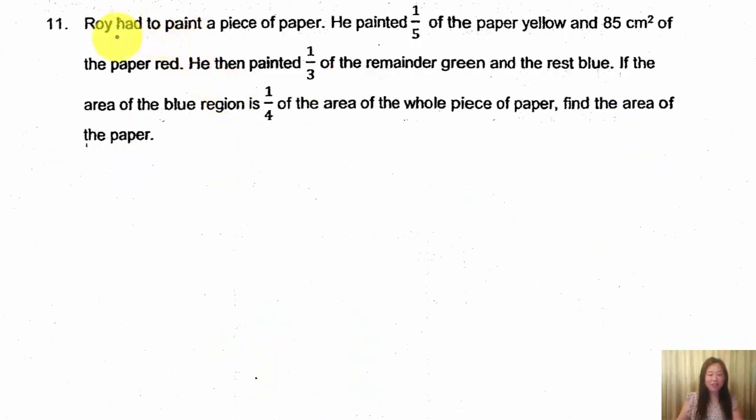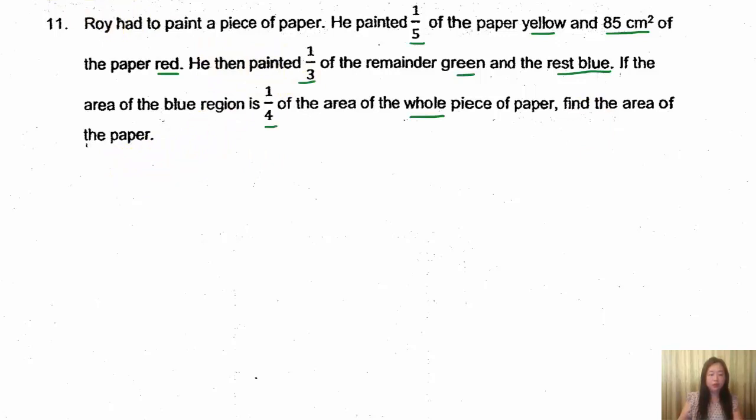Question 11. Roy had to paint a piece of paper. He painted 1/5 of the paper yellow and 85 cm square of the paper red. He then painted 1/3 of the remainder green and the rest blue. If the area of the blue region is 1/4 of the area of the whole piece of paper, find the area of the paper.